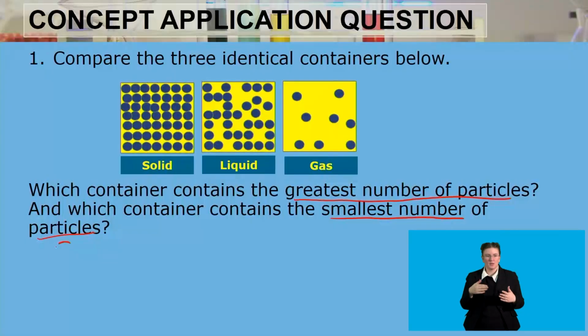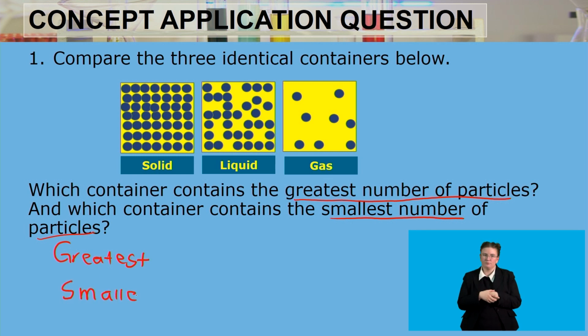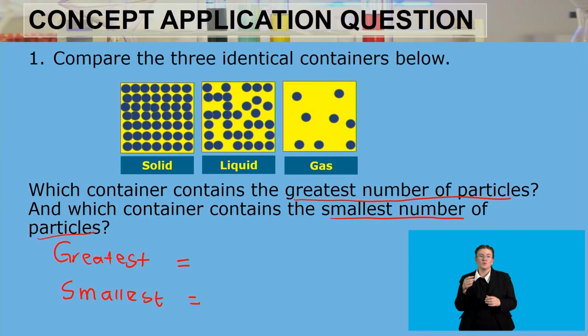So now, we know from the get-go. Let's start, we're going to say greatest. And we're going to say then smallest. We know from the get-go that the container that has the gas particles within it has the least number of particles as compared to the solids and the liquid. Therefore, the container that contains the smallest number of particles would be the gas container.